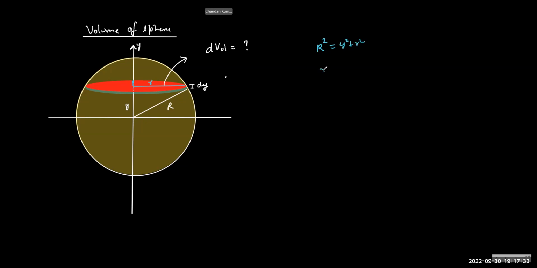So what is small r then? Small r square is how much? Capital R square minus y square. So what is the area of cross section? Area of cross section is how much? Tell me, guys.